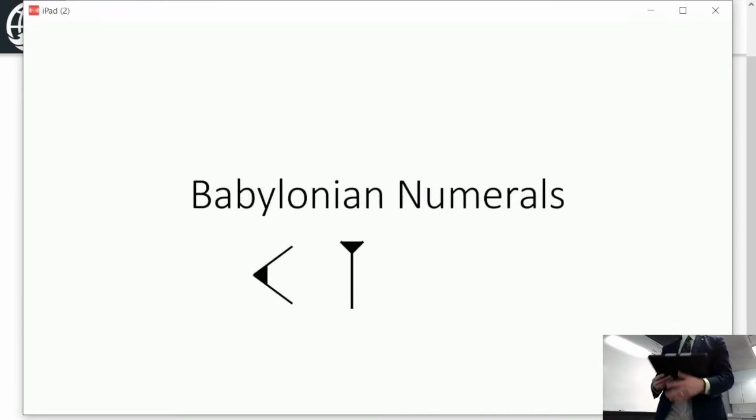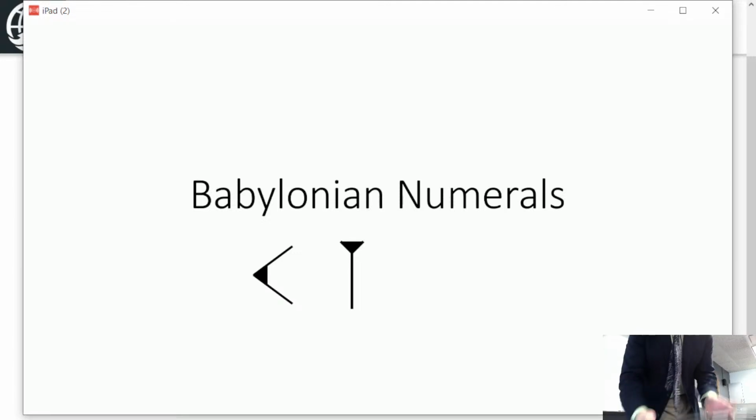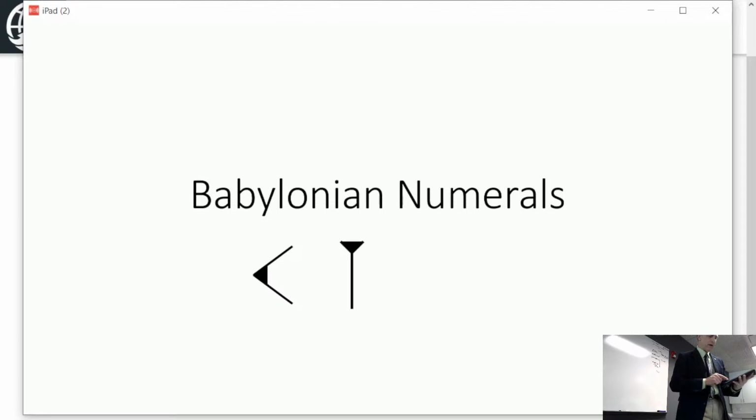Okay, Babylonian numerals, finally. So for the Babylonians, we found a bunch of tablets. The Babylonians wrote in cuneiform on clay tablets, and those clay tablets, unlike paper and other things, held up well over time, and so we have these tablets that we can look at to understand how the Babylonians thought about numbers.